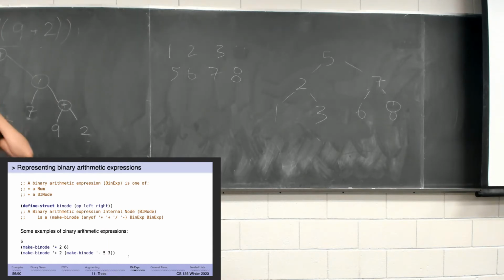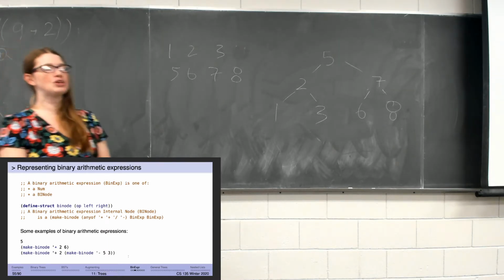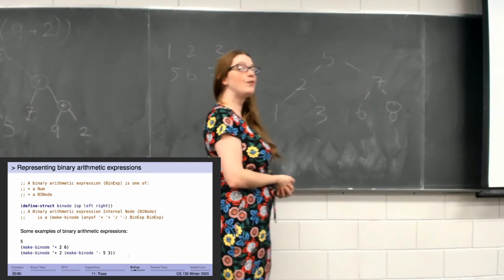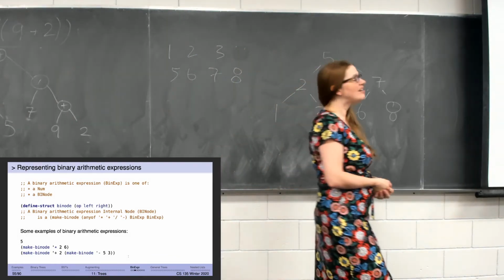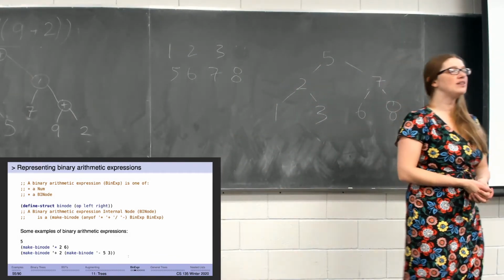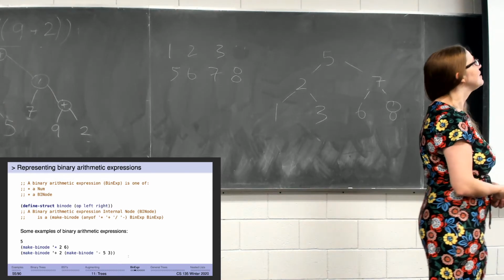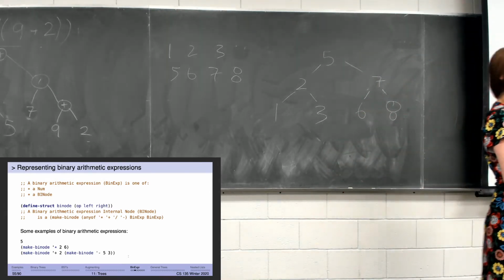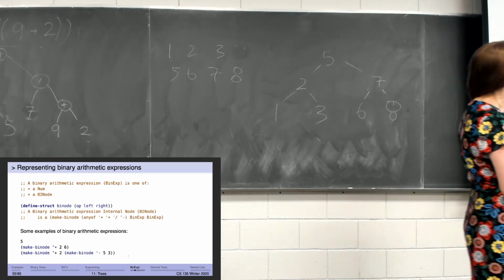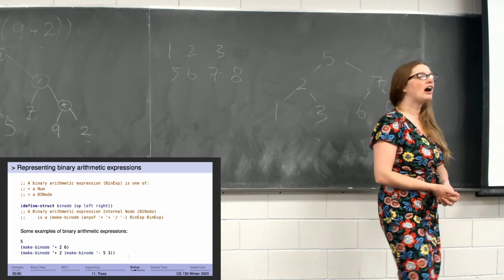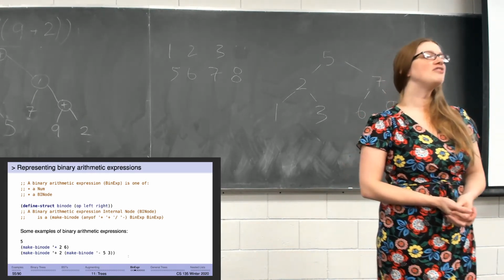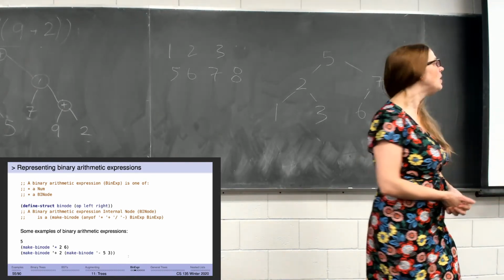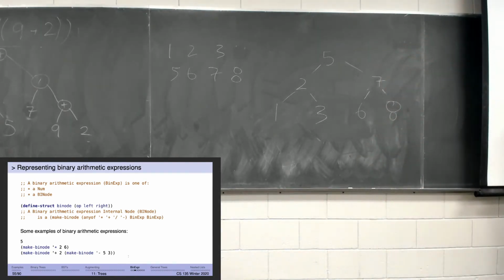And so we can then define our binary expression tree as either a leaf or an internal node. Since our leaves are numbers, we'll say our binary arithmetic expression is either a number or a binary node. And our binary node is a structure that has 3 parts. The first field is the operator, which is a symbol that is one of these 4.